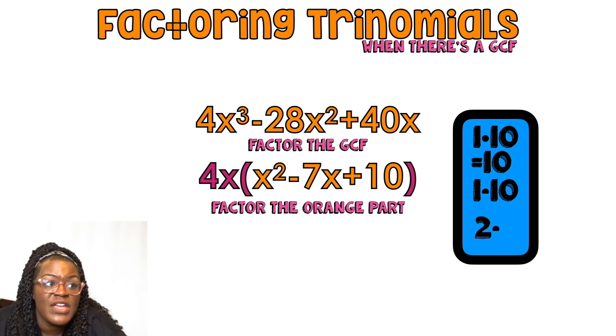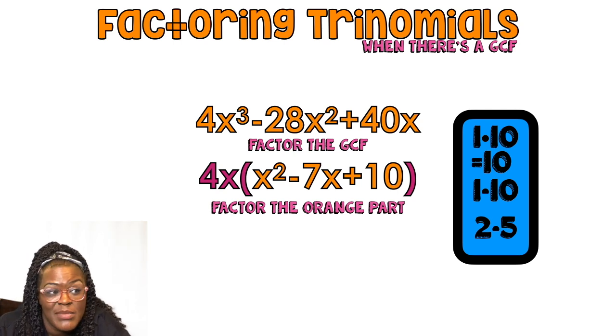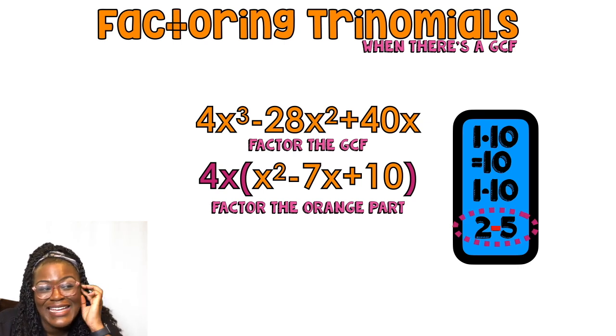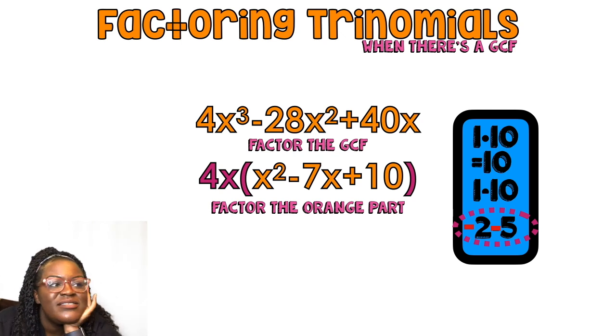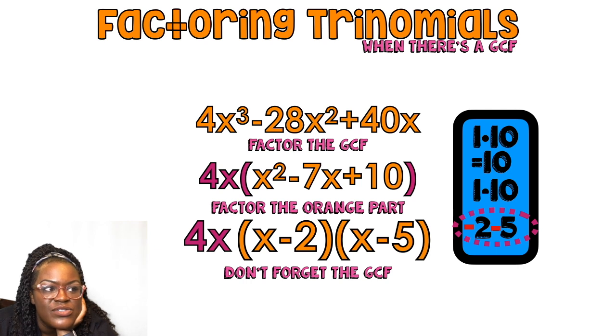2 times 5, 1 times 10. Which one's going to give me a 7 in the middle, and a negative 7 at that? Not the 1 and a 10, baby, but definitely the 2 and the 5. But they both have to be negative to make this work, because negative times negative is a positive. So good. Don't forget that GCF. So always bring down your GCF and then factor: x minus 2, x minus 5.